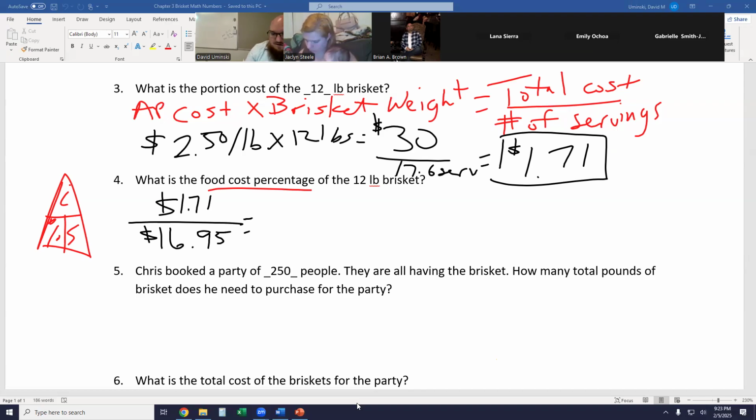$16.95. So my $1.71 divided by $16.95 is 10.1%. That's my food cost percentage. Okay.